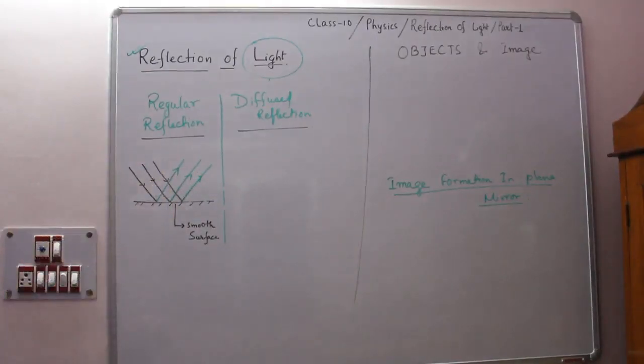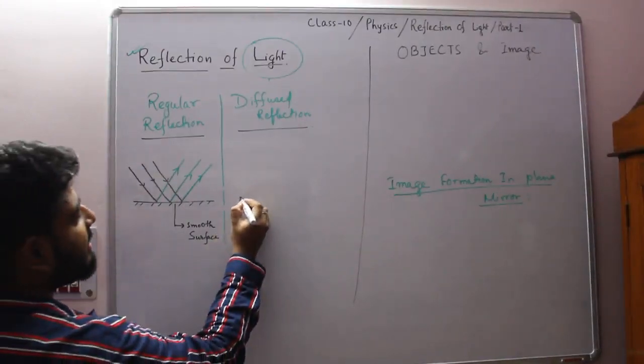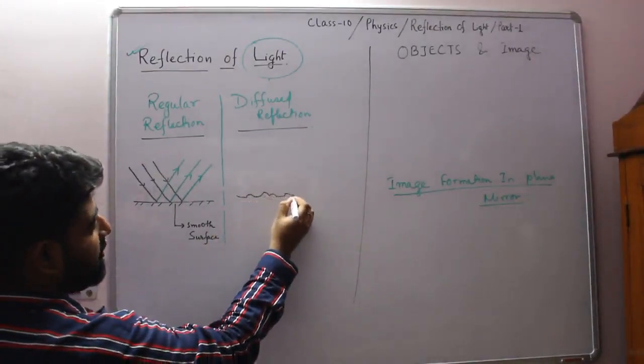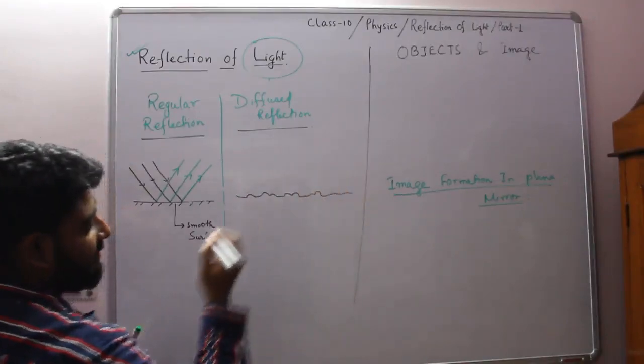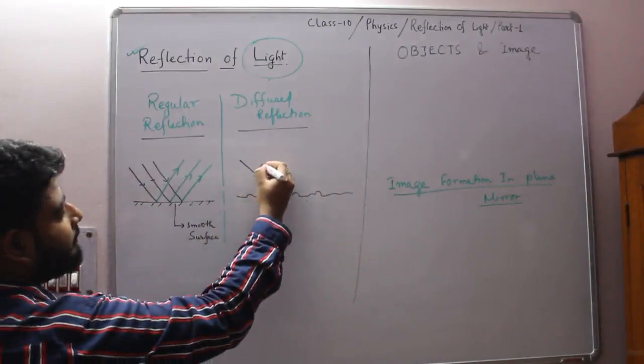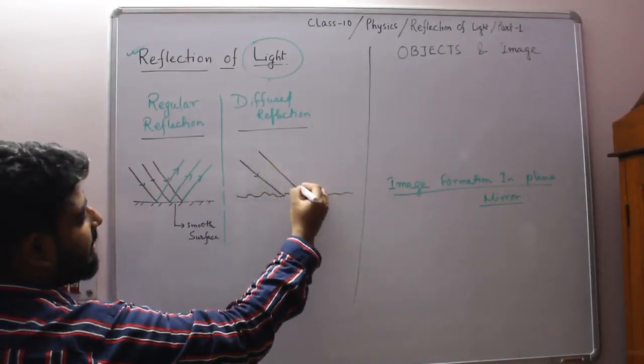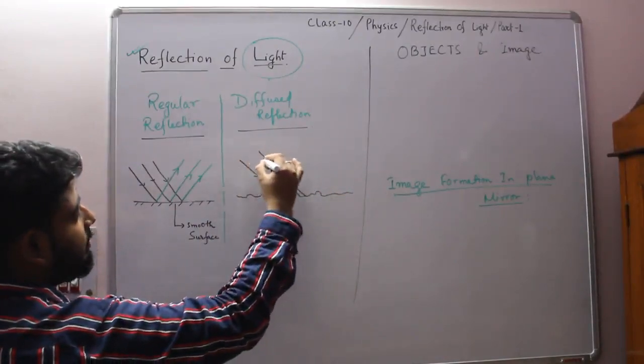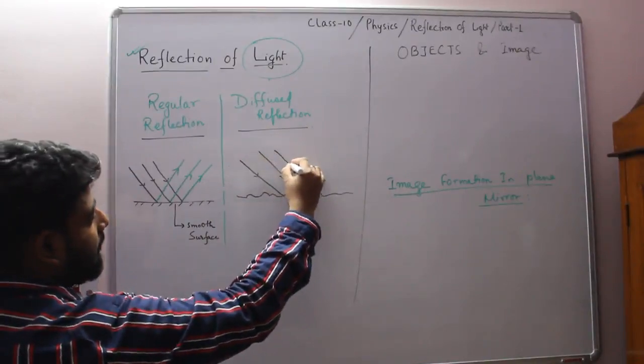But in the case of diffuse reflection, we have to consider that the surface is not smooth. So suppose this is a rough surface. The incident rays will be parallel, I told you. Let us consider there are three incident rays which are parallel to each other.